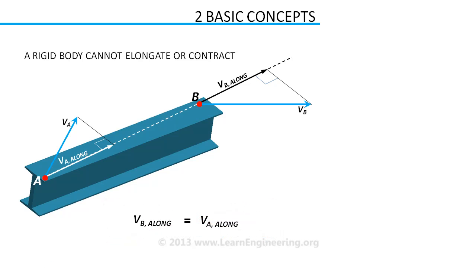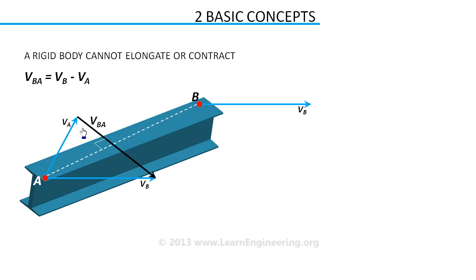This means, if we subtract velocity of A from velocity of B, the relative velocity vector will have no component parallel to the connecting line. It will get cancelled. So relative velocity vector will be perpendicular to the connecting line. In short, concept 1 can be simplified as: relative velocity between any 2 points in a rigid body should be perpendicular to the line connecting them.